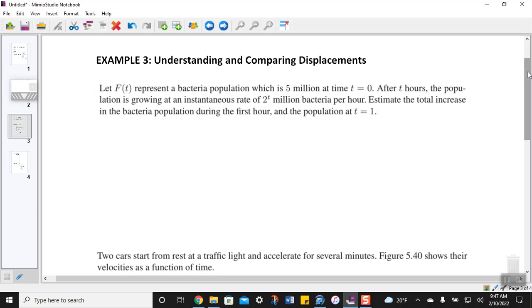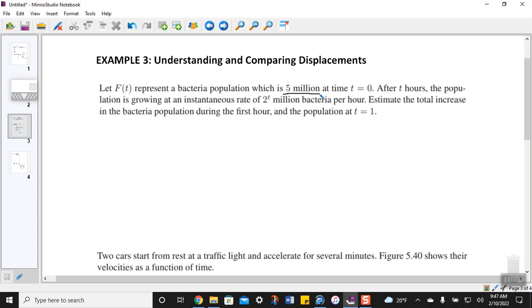Let f of t represent a bacteria population, which is how many at time 0? 5 million. So we're starting with 5 million. After t hours, the population is growing at an instantaneous rate of 2 to the t million bacteria per hour. It says estimate the total increase in bacteria population during the first hour, and then the population at time t equals 1.